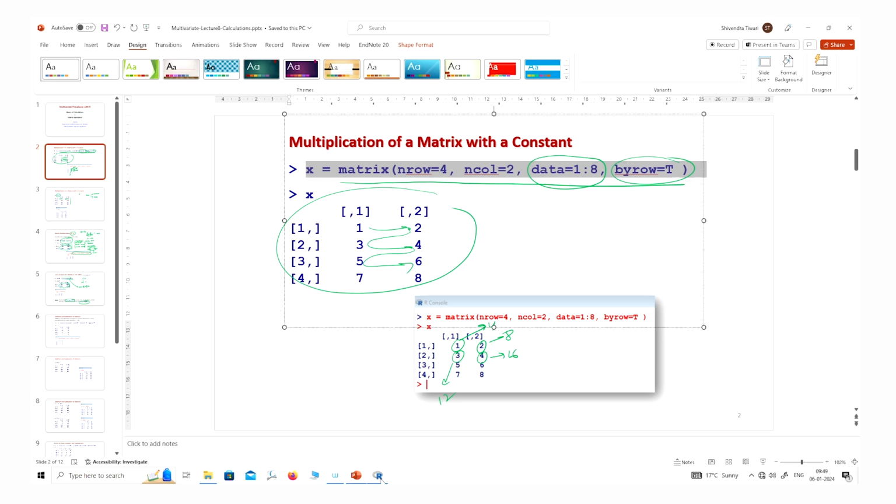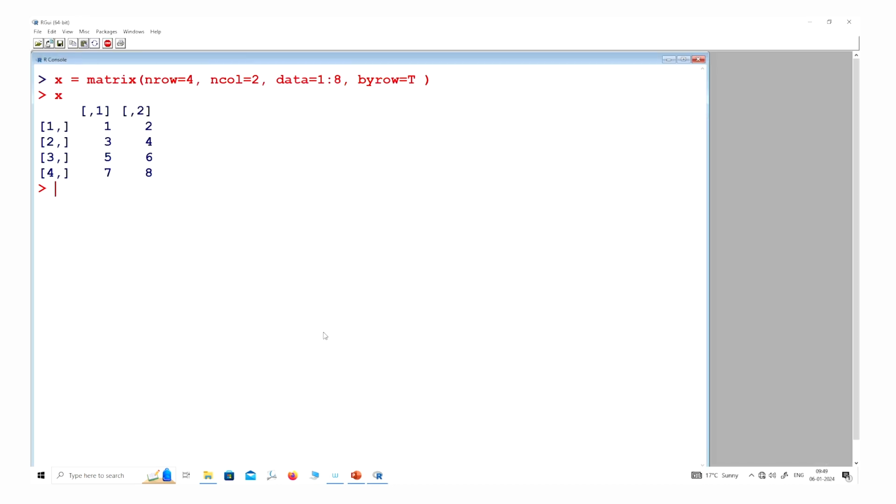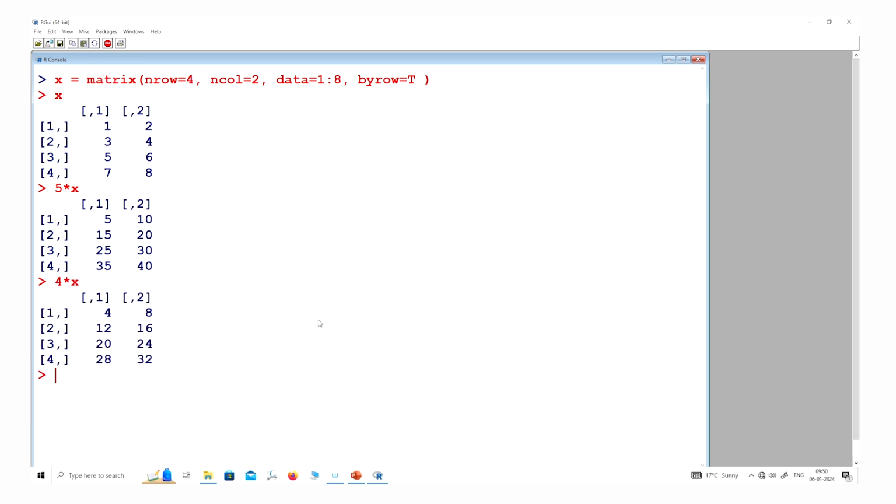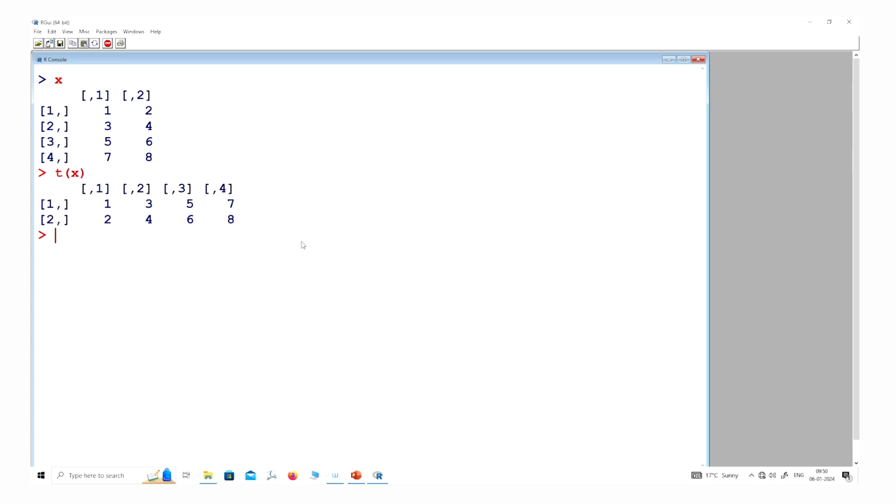So if you try to see here, I try to create the same matrix x, and now if I try to multiply x with a scalar, say 5 star x, you can see this is coming out to be like this. And similarly, as we did in the slides also, 4 into x is coming out like this, right? And similarly, if I define the transpose of x, you can see this is x and this is the transpose of x, right?